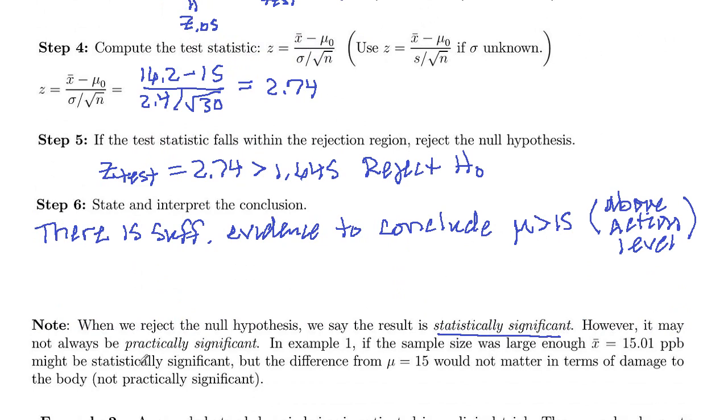Now, it may not always be practically significant. So, for example, if our x bar was 15.01, then if our sample size was large enough, we might still reject the null hypothesis. But then there's really, for practical purposes, in terms of damage to the body, not a practical significance to that difference. So always important to keep that in mind.